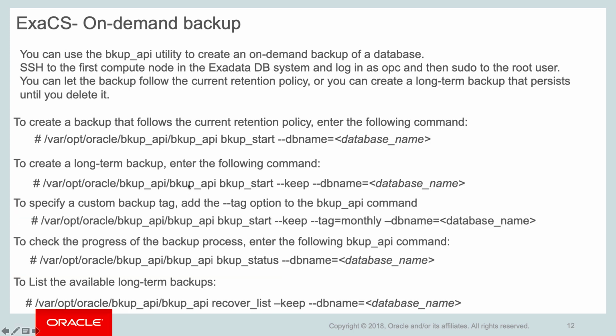So moving next, now we have seen how to configure a backup. Means first we created the backup configuration file, then we used the setconfig command to make the backup effective, or we installed the backup. Once you have the backup configuration in place, you definitely want to create an on-demand backup also, depending on the need. So you can use the backup API utility again to create an on-demand backup of a database. For doing that, you need to log into your compute node in the Exadata database system and log in as OPC and sudo to root user.